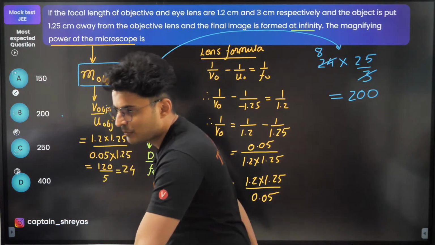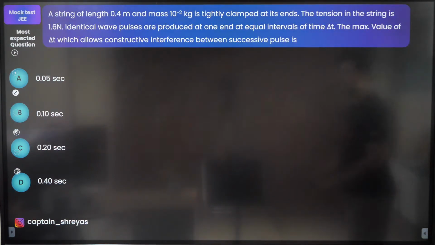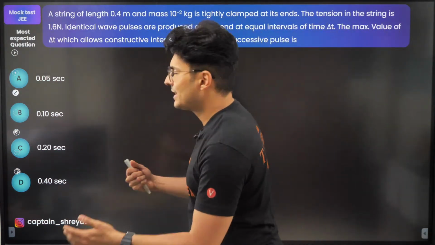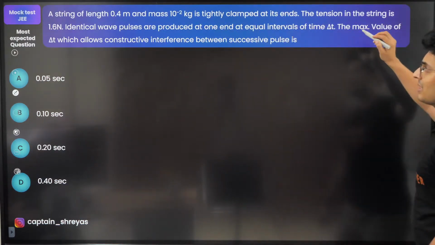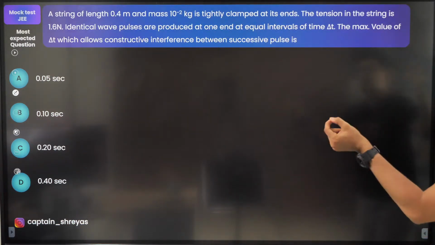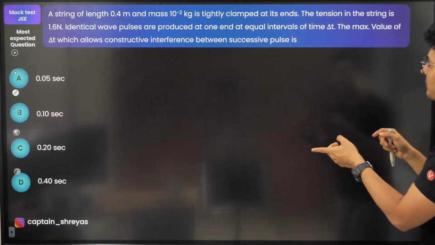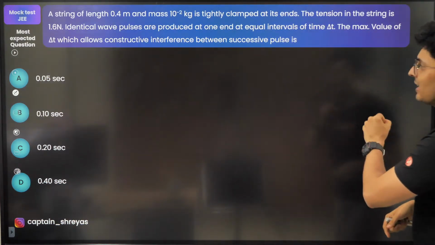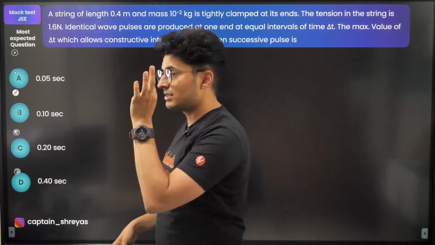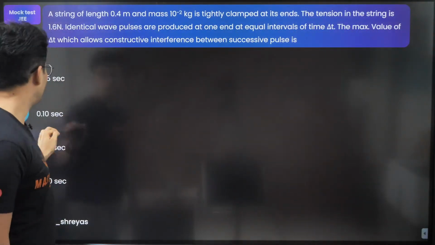All right, moving on to the next question coming up on your screen. Last few questions remaining. Come on, let's do this. A string of length this much, mass this much, is tightly clamped at the two ends. Tension is also given. Identical wave pulses are produced at one end at equal intervals. The max value of time which allows constructive interference of the pulses is?